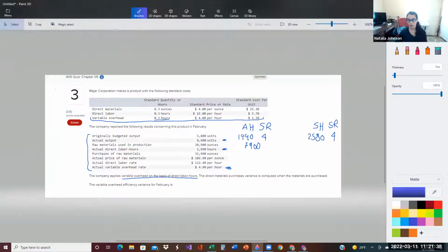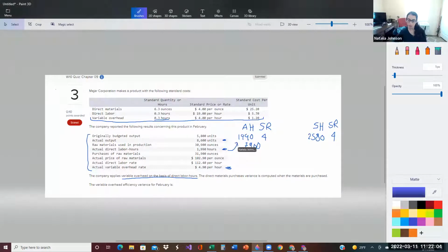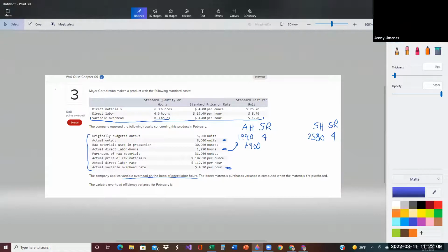I have one more question. I'm having a hard time grasping the AHSR, the first column. I see that it's based off of direct labor hours, so that's why you put the 1990. But wouldn't that actually be the actual direct labor hours right here, the 1,990? I don't understand why we're using 1990. Oh, because 1990 per hour under direct hour up there.